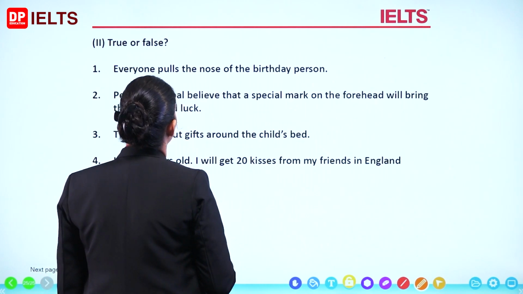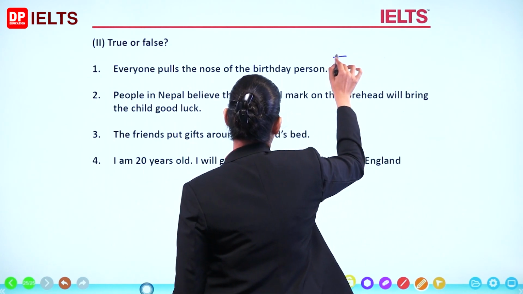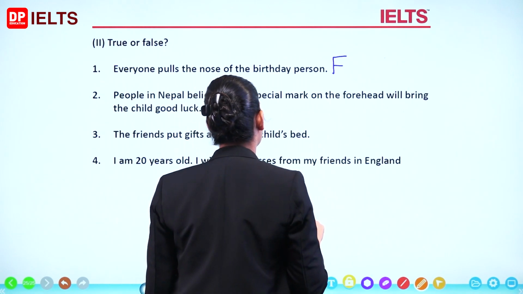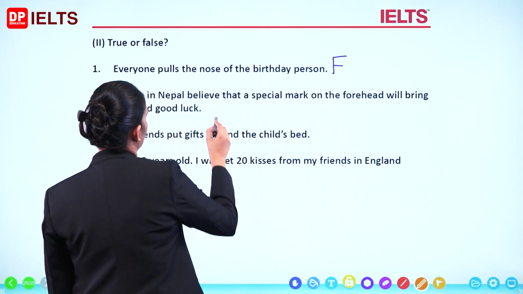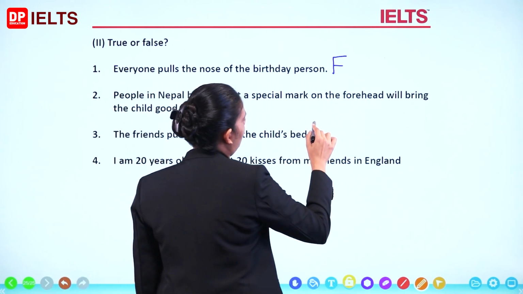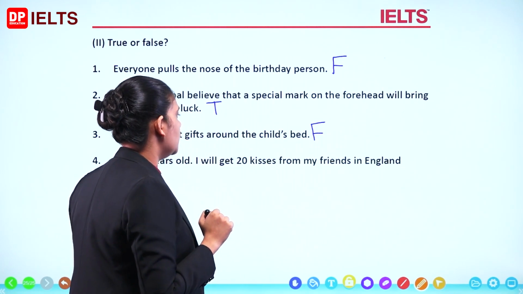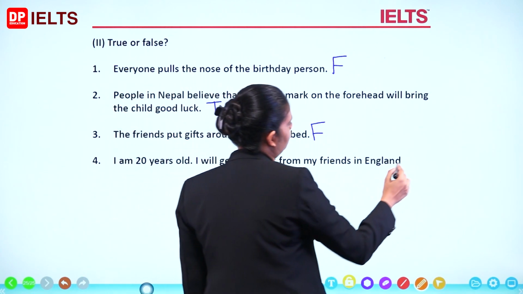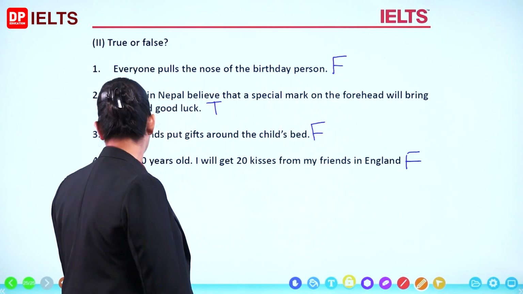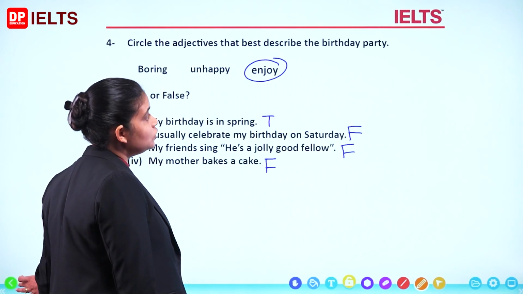True or false? Everyone pulls the nose of the birthday person. False. People in Nepal believe that a special mark on the forehead will bring the child good luck. True. The friends put gifts around the bed. No, the family does. I am 20 years old. I will get 20 kisses from my friends in England. False. 20 kisses, 20 bumps. Actually, 21. Right? Okay. So, with that, we have come to the end of this lesson.